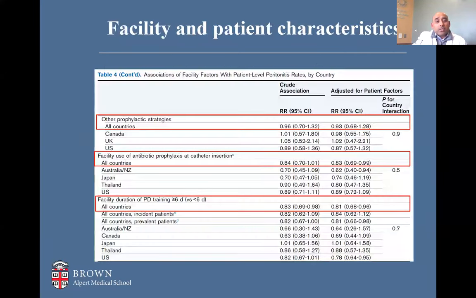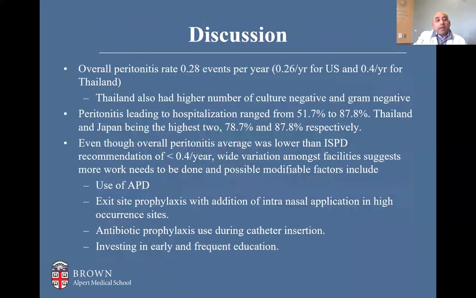And yeah, so those facility characteristics, to me, were a very important thing to look at. Now, in terms of discussion, a very broad summary: the overall peritonitis rate amongst all the countries was 0.28 events per patient year, with the highest being in Thailand and the lowest in the United States. More than 50% of patients with peritonitis will end up in the hospital, with varying hospital length of stay depending on what country you're in. And ISPD recommends less than 0.4, which on average was met, but there was significant variability amongst countries and facilities. So that is something that needs to be looked at more and addressed.